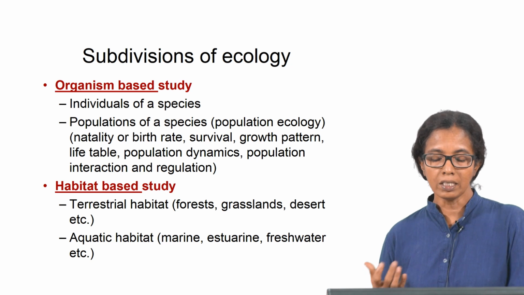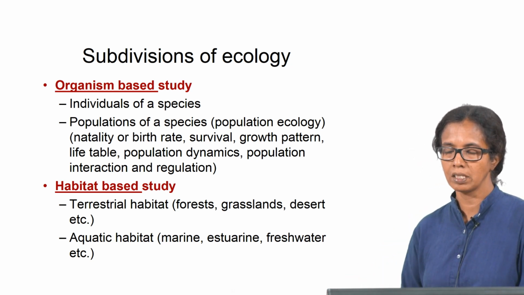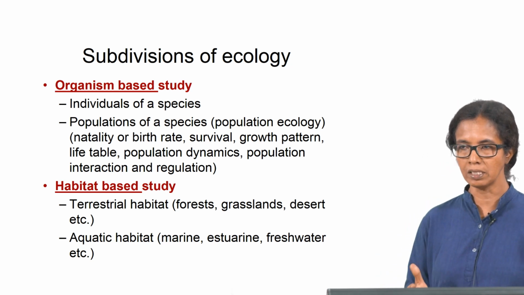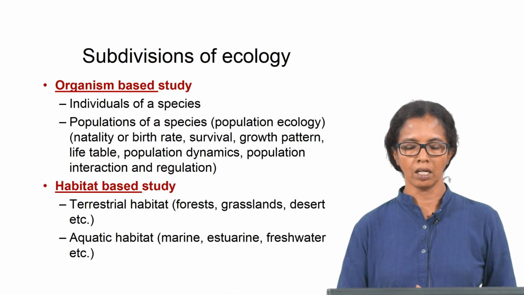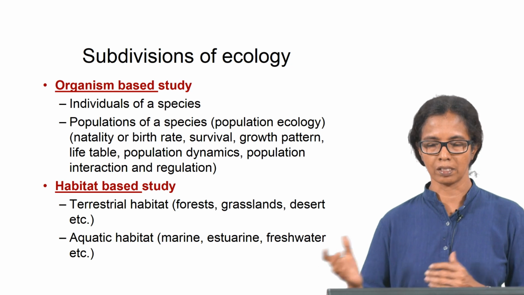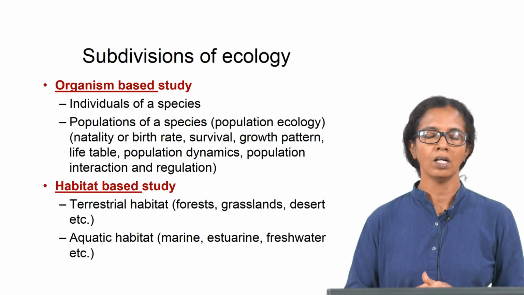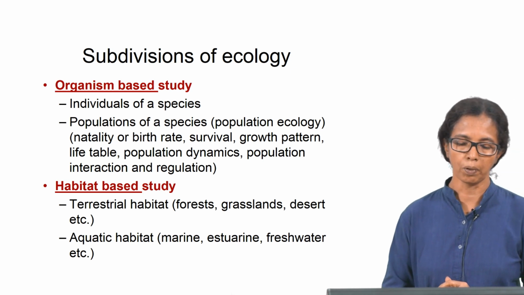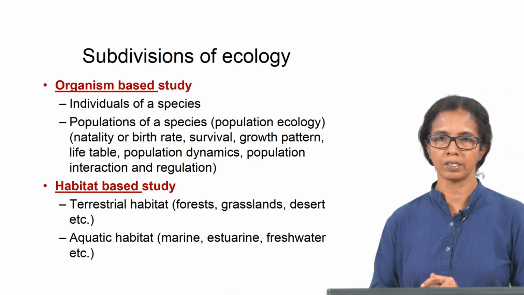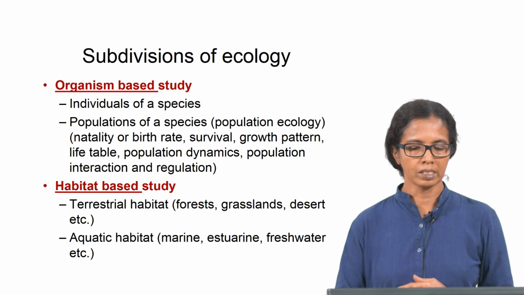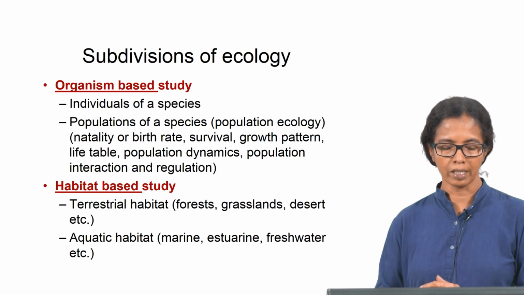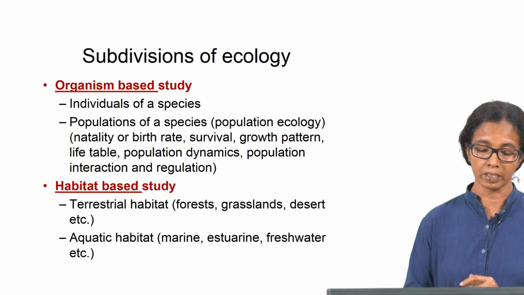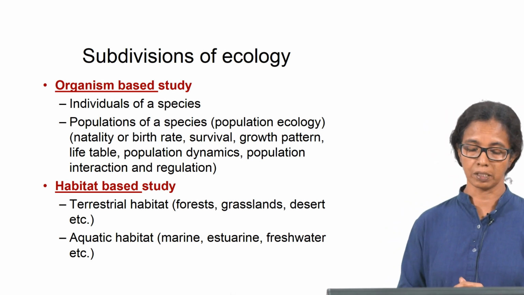And then population interaction and regulation, which means how members of the community or the population or the species interact with each other and how they interact with other species, let us say prey-predator relationships or predator-predator relationships, which are all important in the case of population. So it is not about individuals. As I said, we could study either organisms, which could be the individuals, or the population of a particular species.